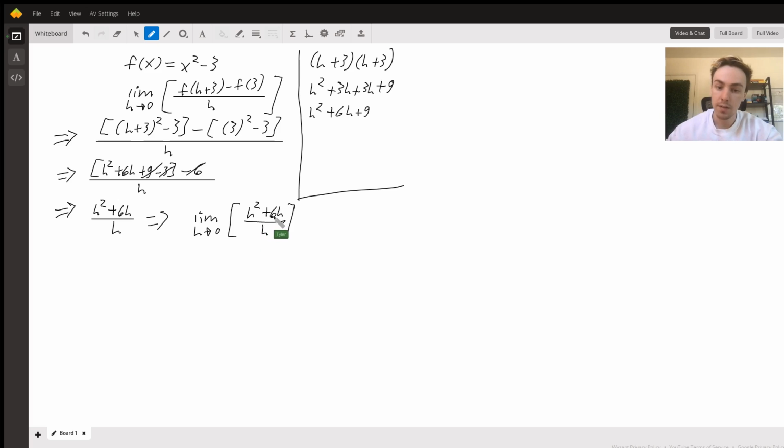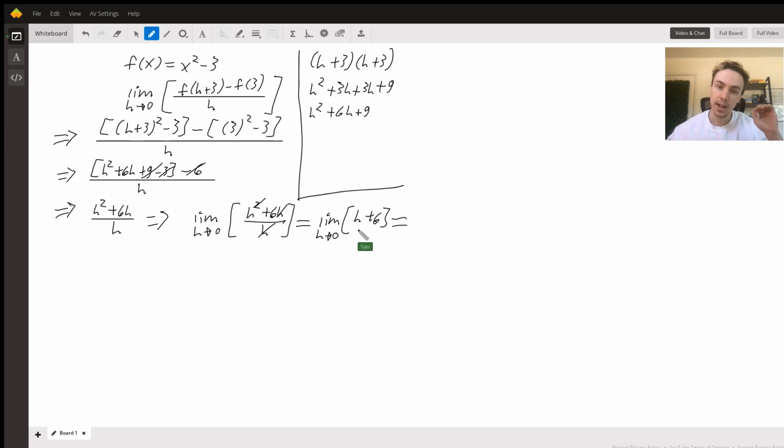We divide an h out of everything. So this is equivalent to the limit as h goes to 0 of h divides from the bottom and both pieces in the top. So we get h plus 6. And now as h tends to 0, this whole thing just simplifies down to 6. You can effectively just substitute 0 into everywhere we've seen h.